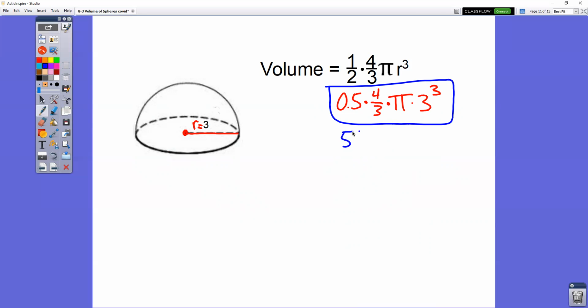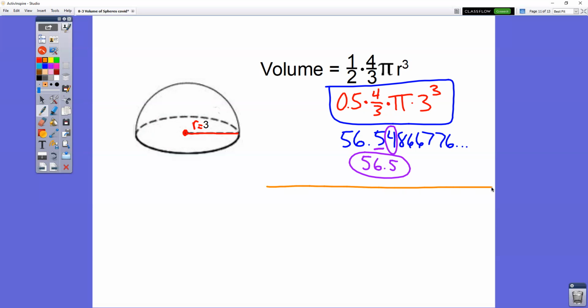When you do that, you get a big long decimal answer, 56.54866776. You're going to round it to the nearest tenth. The 5 is in the tenths place. You want to look at the number after it. That is 4 or lower. So that means this 5 stays the same. So you get 56.5.